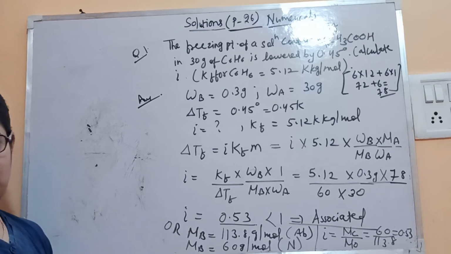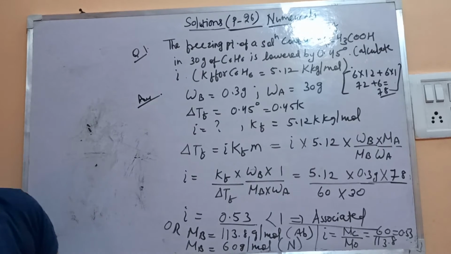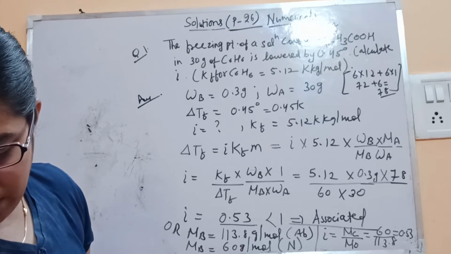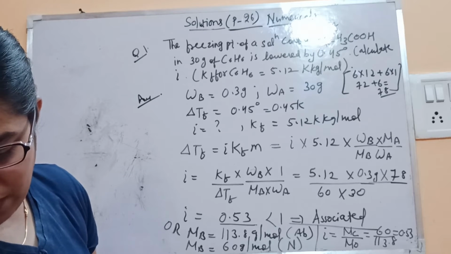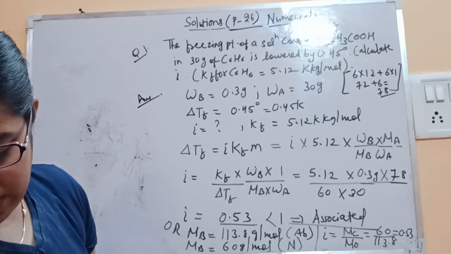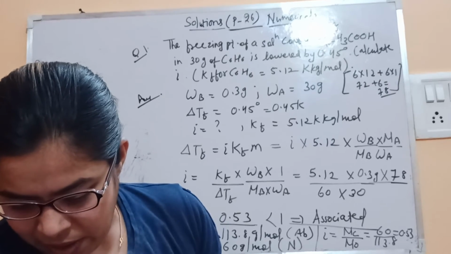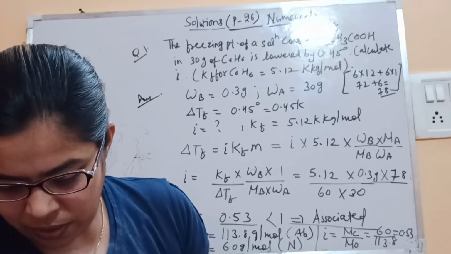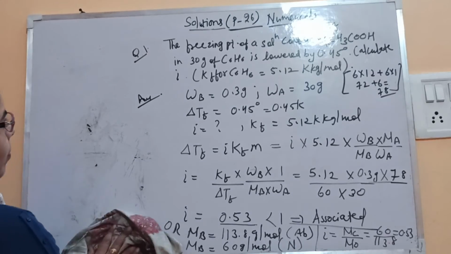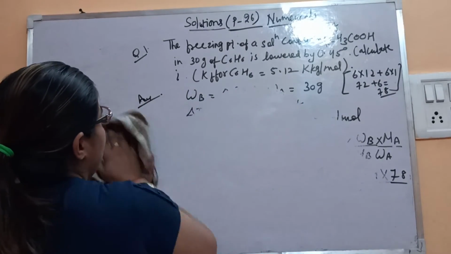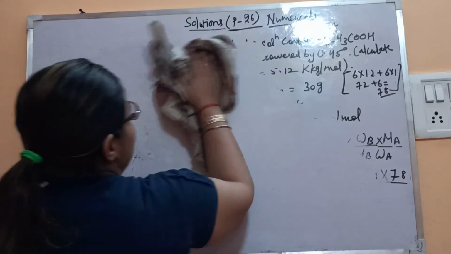Fine, so this is one of the types of numerical on freezing point. Let's take another property now. Similarly we can do with the help of boiling point as well. Let's take one more, related to osmotic pressure.